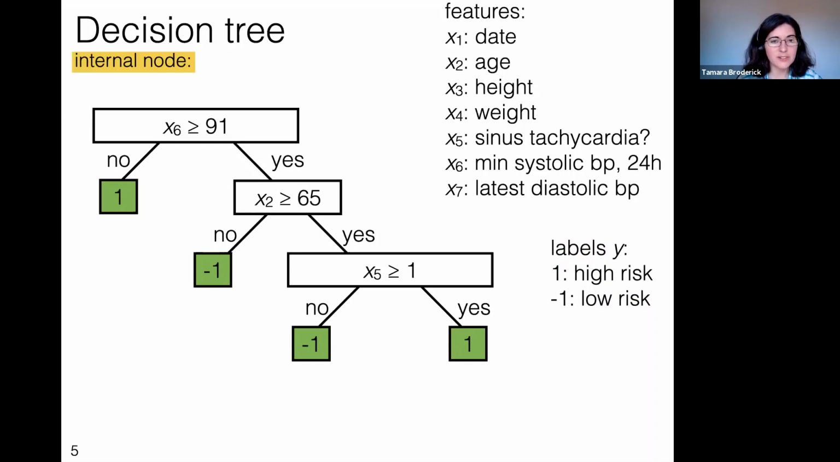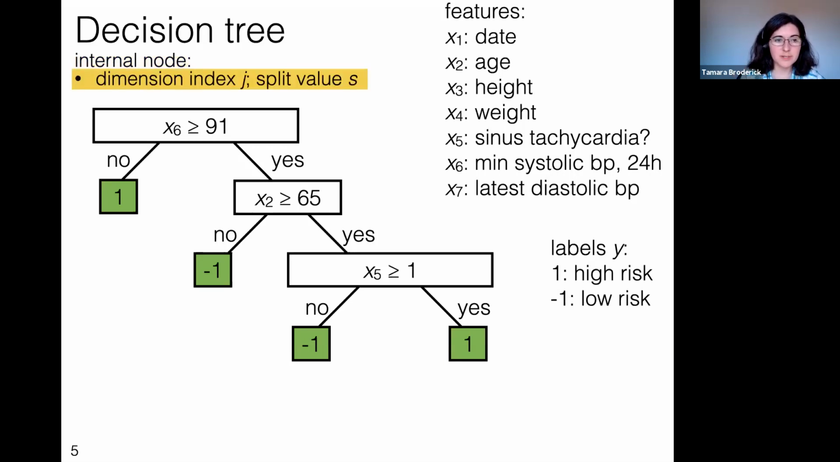What counts as a decision tree? Well, it's a binary tree with internal nodes and leaves. Each internal node is defined by a dimension index j and a split value s. For instance, I've color-coded the internal nodes as white and the leaves as green. This internal node has a dimension index j that we're splitting on, in this case j is 6, and a split value s, in this case 91. Then it has two child nodes, and each can either be internal or a leaf node.